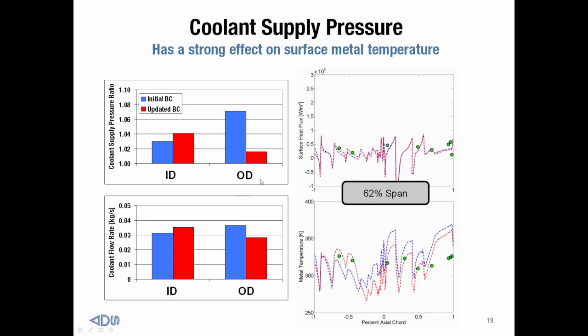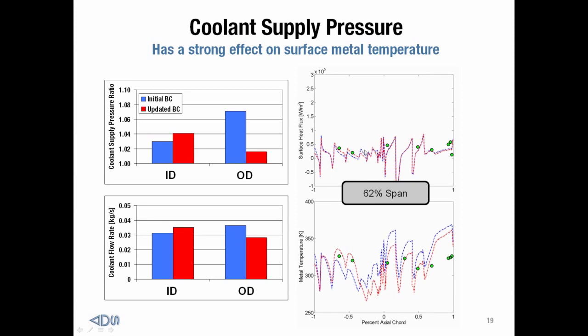Now, when we look at the effect of this, on the left-hand side here, we have bar charts showing the supply pressure before and after we did this. So again, the ID cavity saw a bump up in pressure, so you'd expect to see some more coolant flow coming out of there, and the OD cavity saw a large decrease in pressure, so you'd expect to see a significant decrease in flow. And that's exactly what we see. The ID cavity, when we look at the cooling flow rate, shows an increase in flow, and the OD shows a decrease.